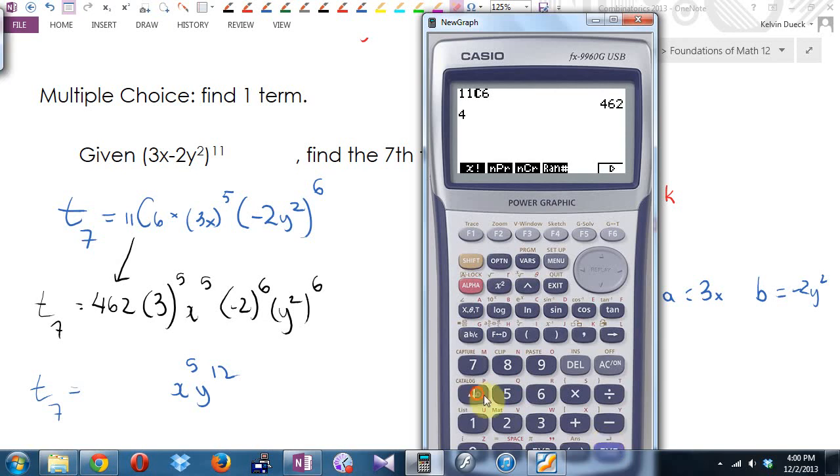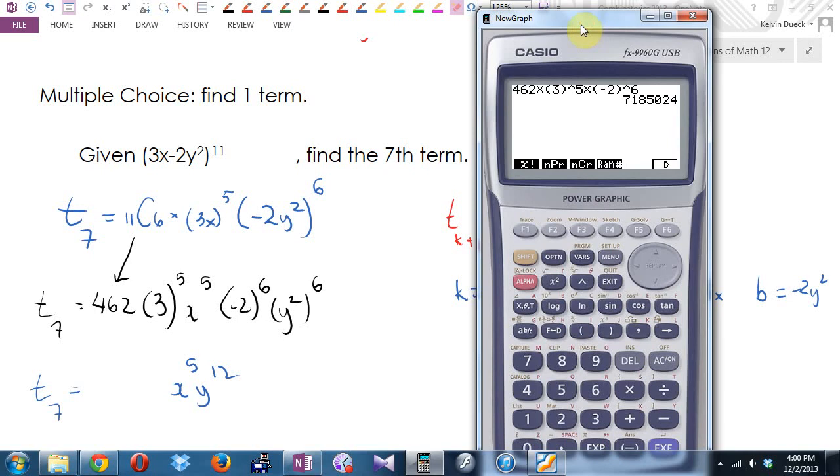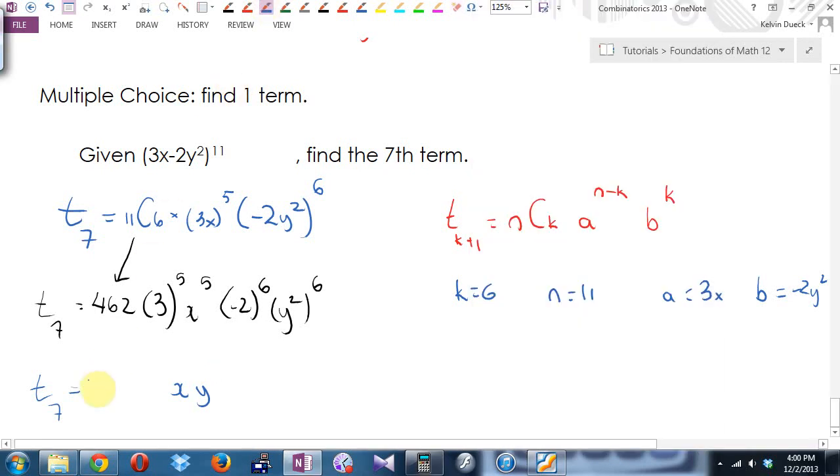So it's going to be 462 times, 406, come on, Mr. Dueck, 462 times, bracket, 3 to the 5th times, bracket, negative 2 to the 6th. What's the coefficient actually going to be? 7185024. 7185024, x to the 5th, y to the 12th. You don't put the brackets around the 3, does that mean the answer? No, but if you don't put the brackets around the negative 2, it will.